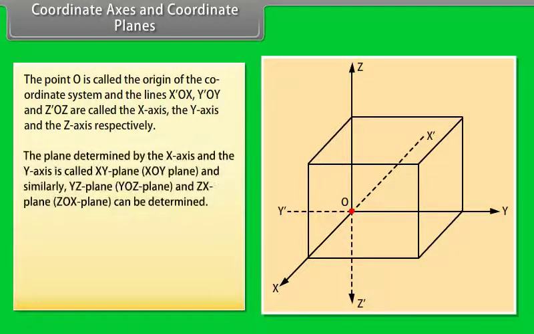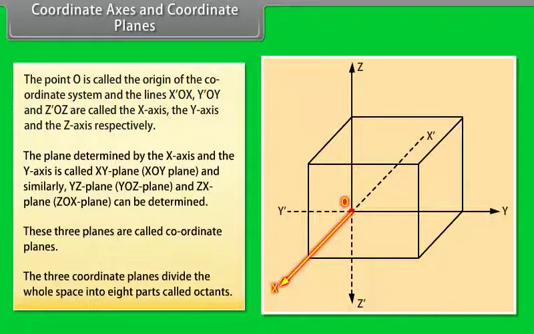The plane determined by the x-axis and the y-axis is called xy plane, that is xoy plane, and similarly yz plane, that is yoz plane, and zx plane, that is zox plane can be determined. These three planes are called coordinate planes. The three coordinate planes divide the whole space into eight parts called octants.